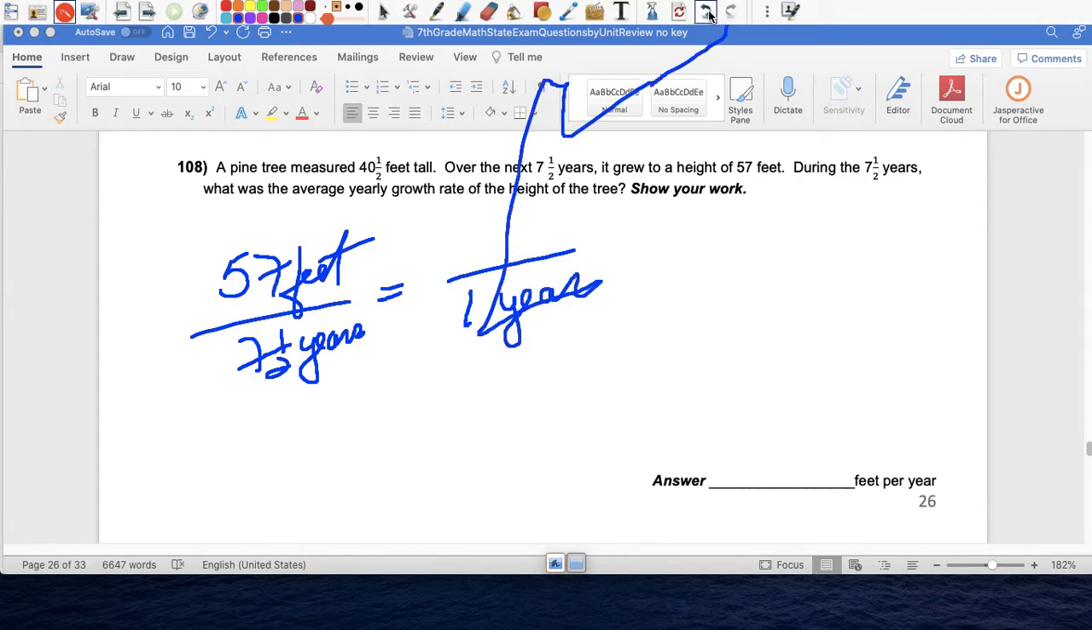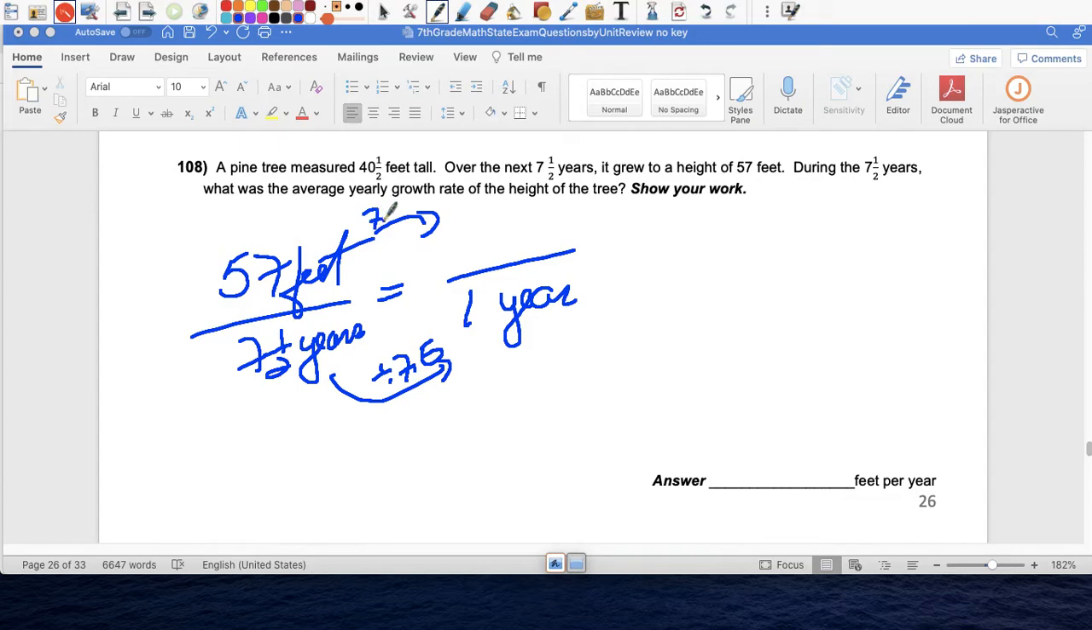You have a calculator. So to show your work, set up your proportion. We can divide this by 7.5 and divide this by 7.5. And we get 57 divided by 7.5 equals 7.6 feet in 1 year. If you did it in fractions, that's fine, 7 and 3/5 in 1 year. So it doesn't matter which way you wrote it.